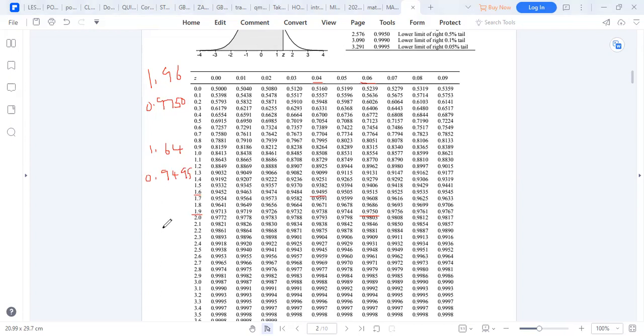So suppose we're given 1.67. Give me the reading for 1.67. It's going to be 0.9525. Okay, so 1.67. So here, it is 0.9525.